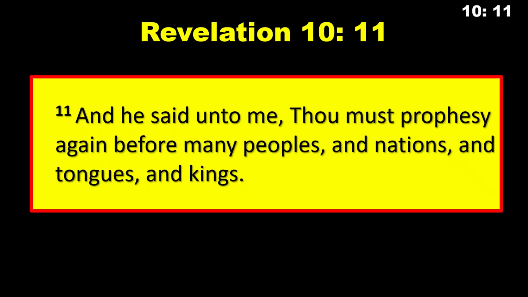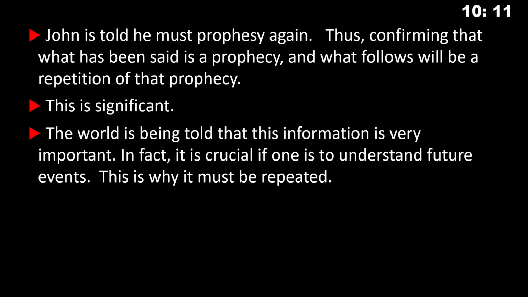Verse 11, quote, "And he said unto me, Thou must prophesy again before many peoples, and nations, and tongues, and kings." End quote. John is told he must prophesy again, thus confirming that what has been said is a prophecy, and what follows will be a repetition of that prophecy. This is significant. The world is being told that this information is very important. In fact, it is crucial if one is to understand future events. This is why it must be repeated.